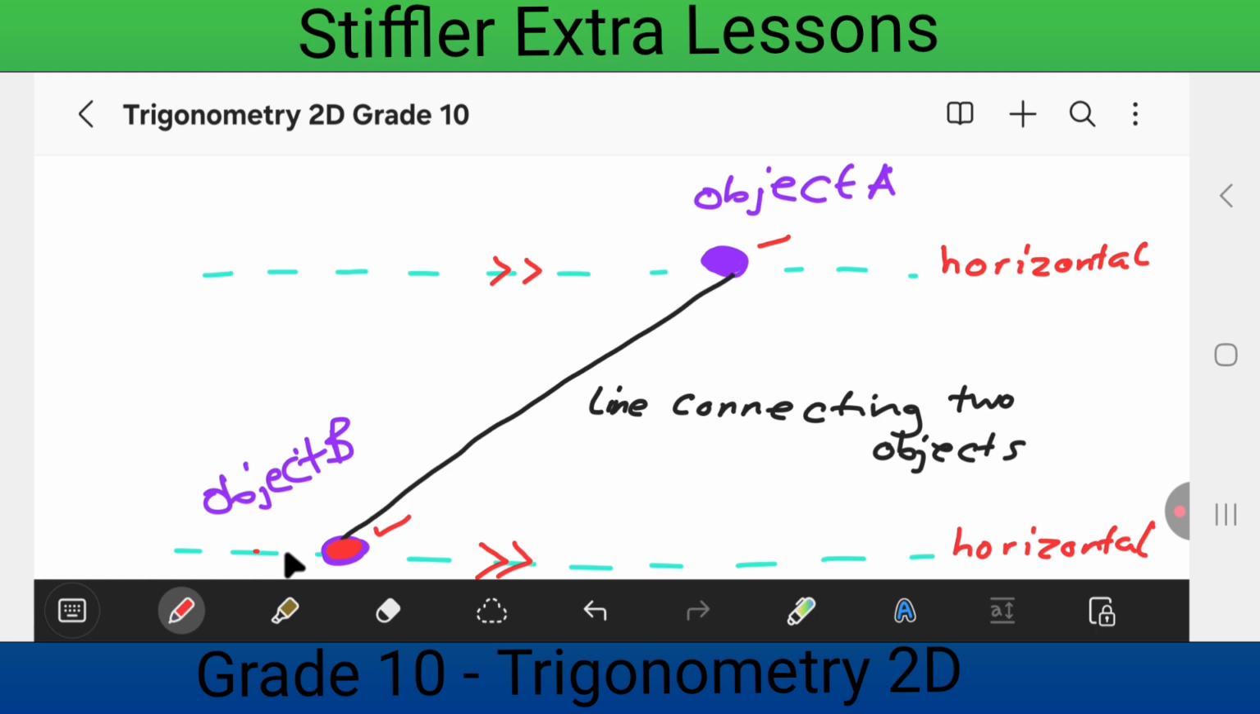So here, this is our horizontal, and this is the line connecting the two objects, object A and object B. So this angle that is lying between the line connecting the objects and the horizontal line is our angle of inclination. So this is the angle of inclination.